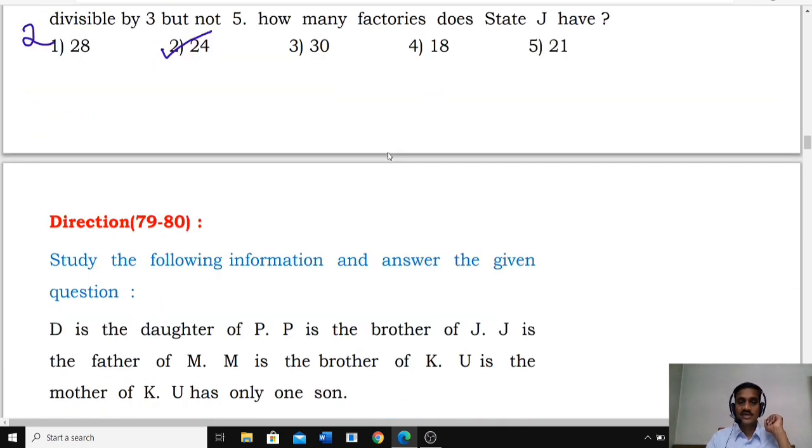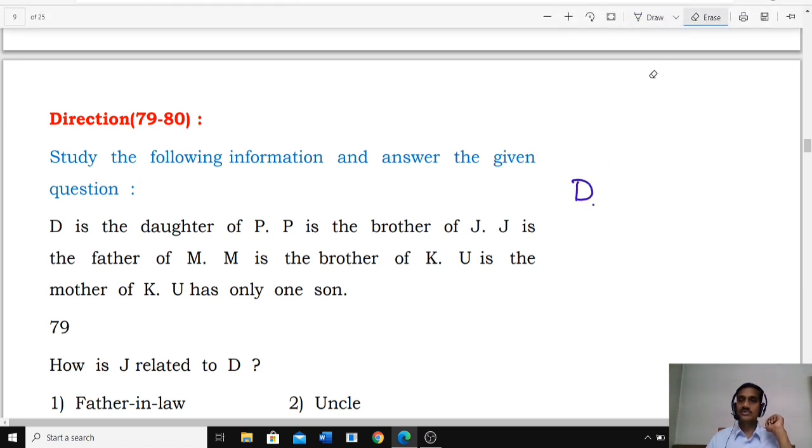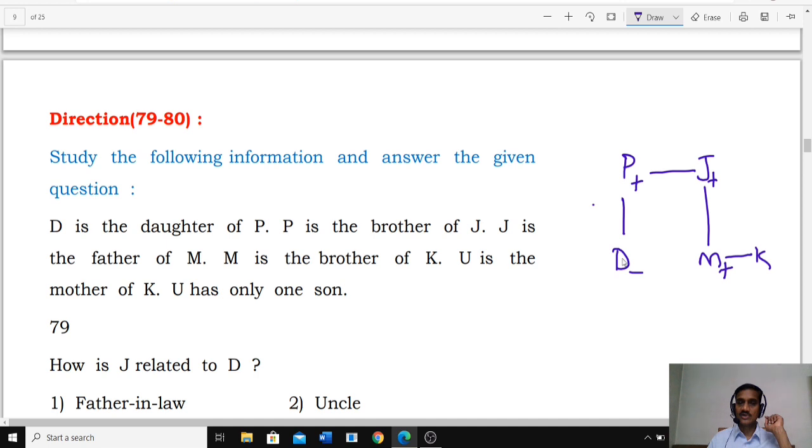Then 79 and 80. D is the daughter of P. How to represent this one? D is the daughter of P. P is the brother of J. J is the father of M. M is the brother of K.